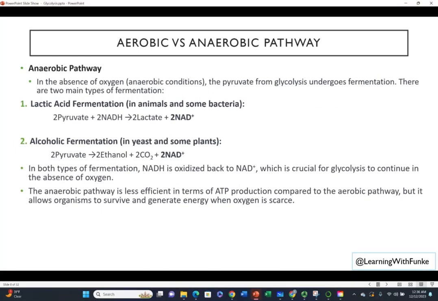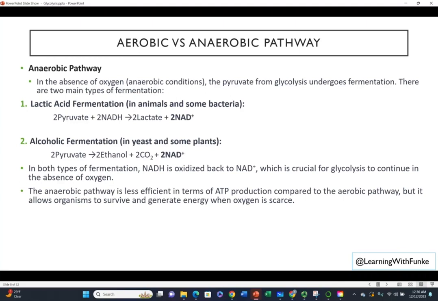And so for the anaerobic pathway, this, like I said before, happens in the absence of oxygen. Pyruvate from glycolysis undergoes fermentation, or it could also undergo lactic acid fermentation. And these are the two reaction pathways for that. And so we see that in these two types of fermentation, alcoholic or lactic acid fermentation, we are generating 2 NAD plus. In both types of fermentation, NADH is oxidized to NAD plus, and this is crucial for glycolysis to continue in the absence of oxygen.